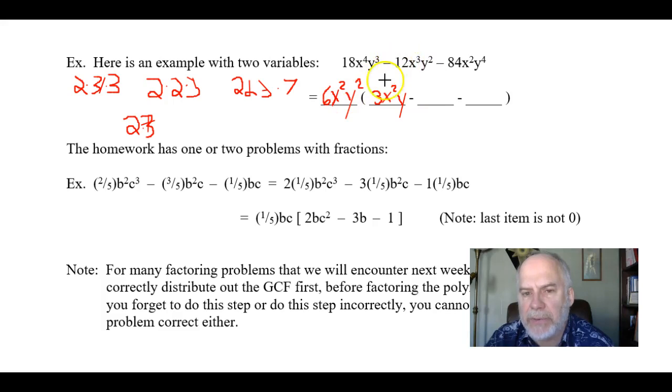Then if I divide negative 12 by 6, it would give me negative 2. Now I've already got the negative sign there. And then I take 2 x's away. That would leave me with just 1 x. And then I take 2 y's away from 2 y's. Well, there won't be any y's. And then I divide negative 84 by 6. That gives me 14.